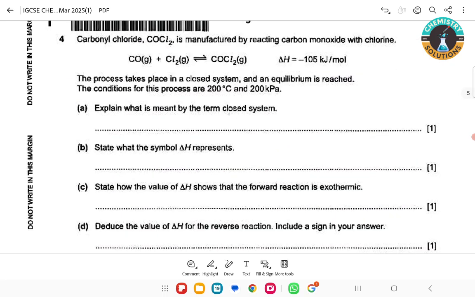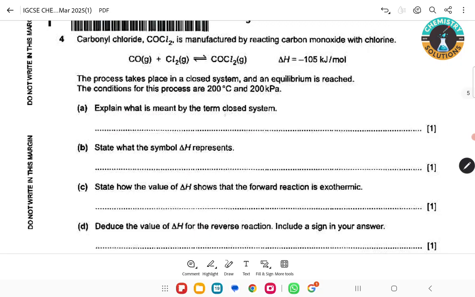Question number 4. Carbonyl chloride is manufactured by reacting carbon monoxide with chlorine. The process takes place in a closed system and an equilibrium is reached. The conditions for this process are 200 degrees centigrade and 200 kilopascal. Explain what is meant by the term closed system.